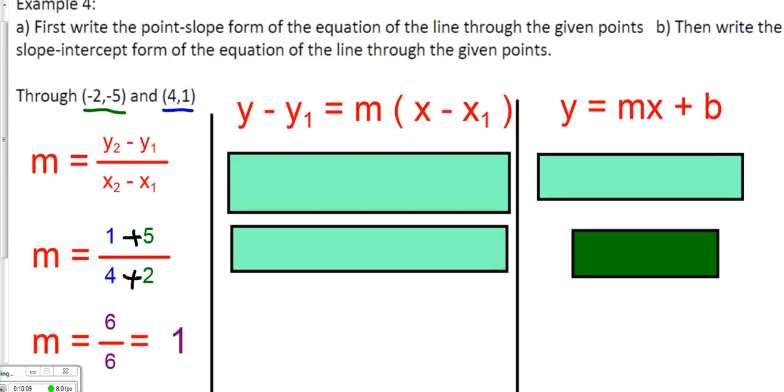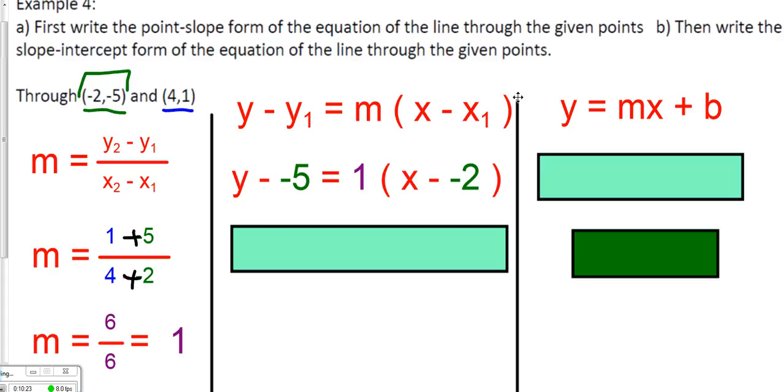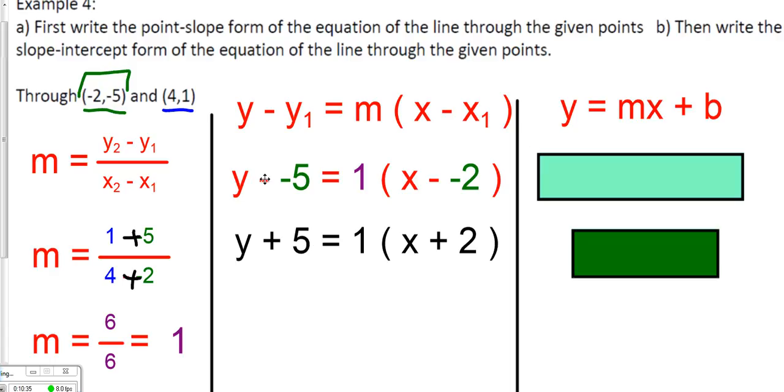So we're going to use this point here, our first point, as our x1 and y1, and this m value, we just figured it out right here, is 1. So now we just plug those things into our point-slope form. y minus -5 equals 1 times the amount x minus -2. And at that point, we can just simplify it down. Minus a negative is plus, minus a negative is plus. Here is our point-slope form.